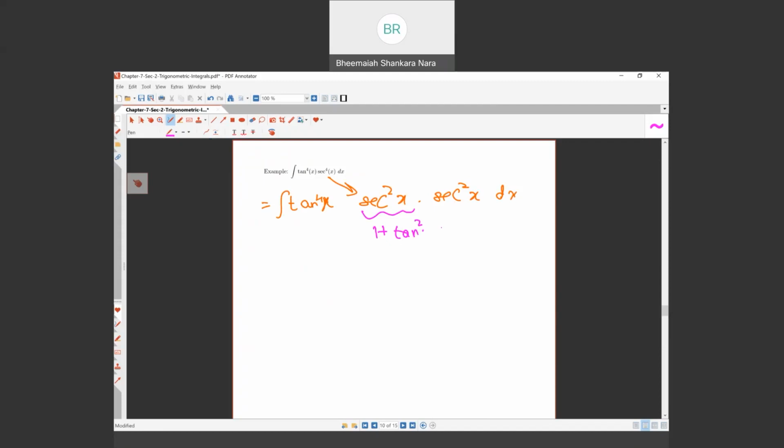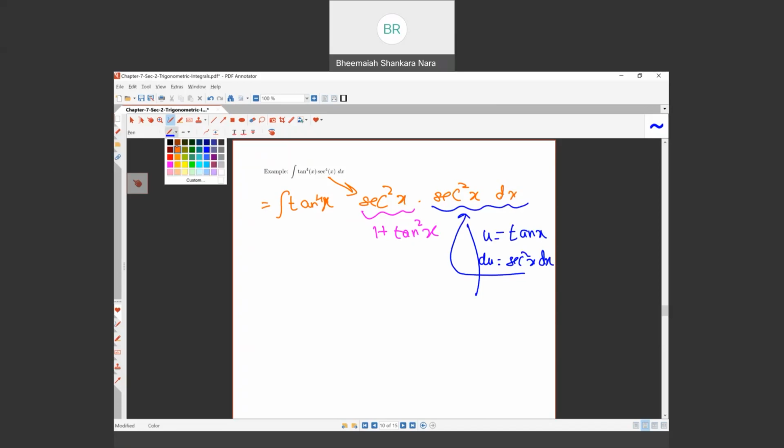Now the plugin I use for this integral will be u equal to tangent x. The reason is when I differentiate, I have secant square x and a dx, and this is the term you are seeing here, exact secant square x dx. So let's plug in all of these. This becomes u to the 4 times 1 plus u square, and then this becomes du.